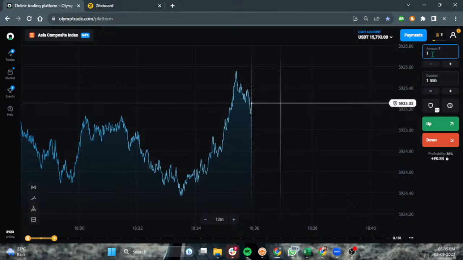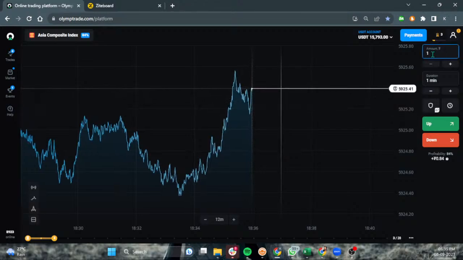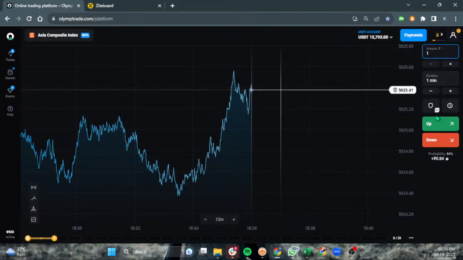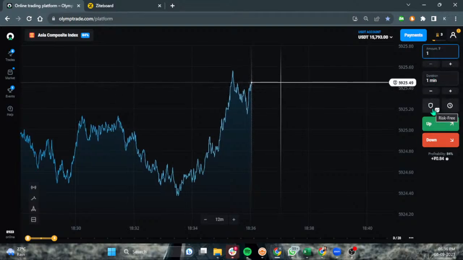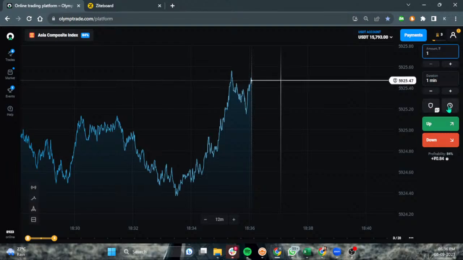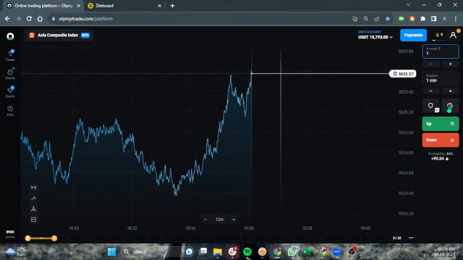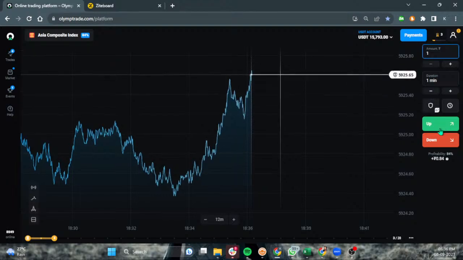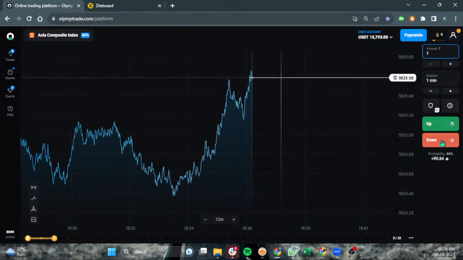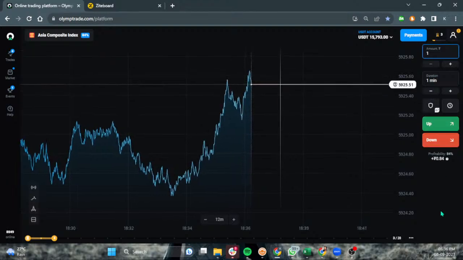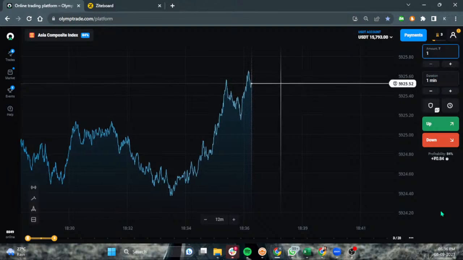Afterward, this is the place where you will enter the amount that you wish to trade, the duration of the trade, and of course, if you have a risk-free trade, you can use it from here as well. And if you want to do a pending order, you have the option of doing that as well. And of course, we all know about these up and down buttons. Okay, so I hope this quick interface tutorial was helpful for you guys.